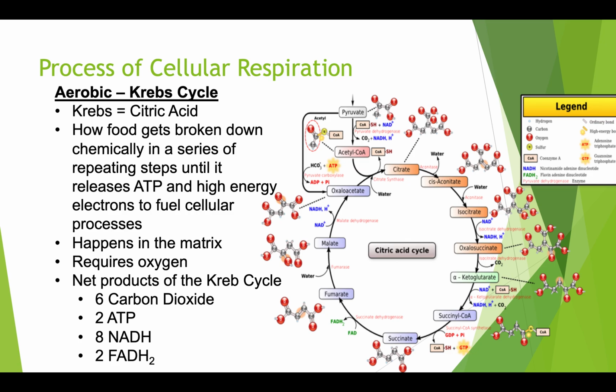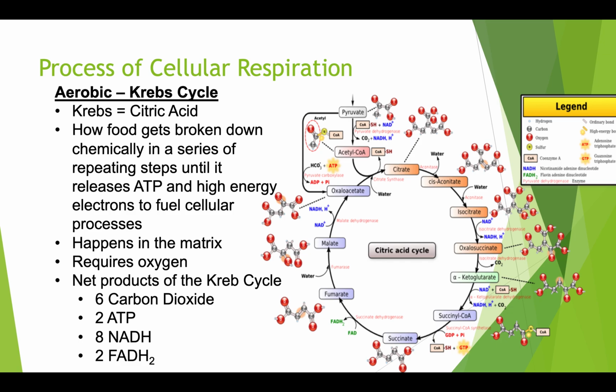Aerobic respiration is going to be the Krebs cycle or the citric acid cycle. I know there's a lot of words here, but we're going to get through them. So, Krebs cycle is how food gets broken down chemically in a series of repeating steps until it releases ATP and high energy electrons to fuel cellular processes. This all happens in the matrix of the mitochondria. Again, this is an aerobic process, so it requires oxygen.